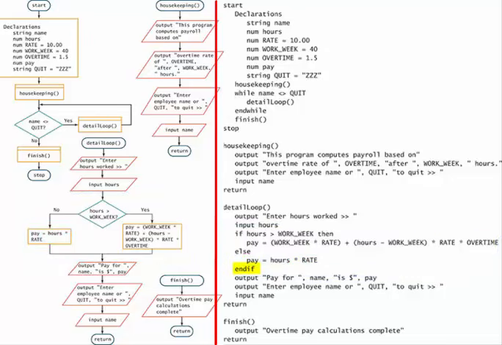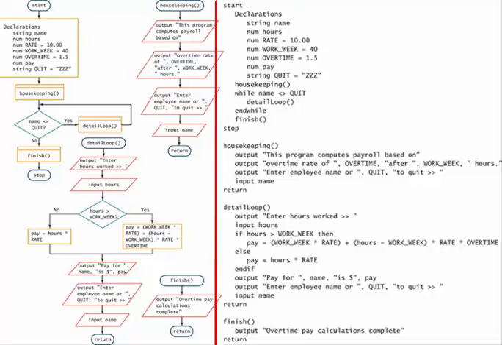Whenever we open an if, we have to end an if. Then we're going to output the text pay for and whatever is stored in the variable name at that time, and output the text is dollar and whatever's in the pay variable. Then we're going to output the text enter employee name or ZZ to quit, and then we input the next name, and the loop begins, carries on until ZZ has been inputted. Then we're going to finish with our output overtime pay calculation complete, and then return to the main statement.